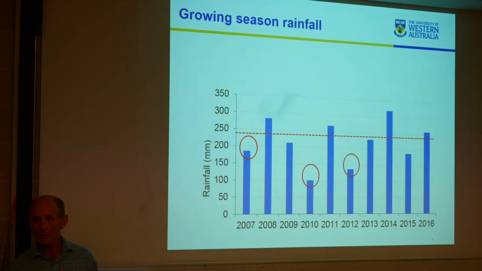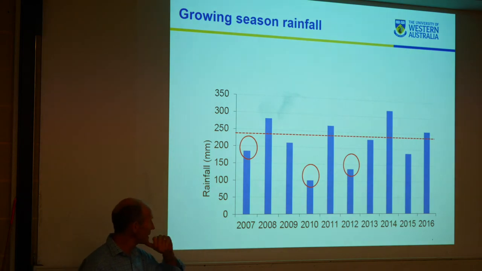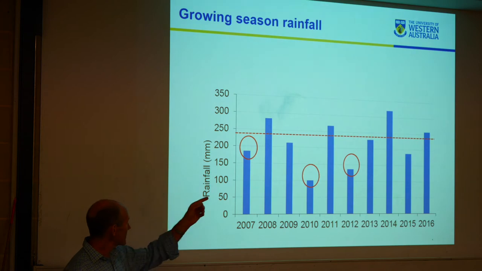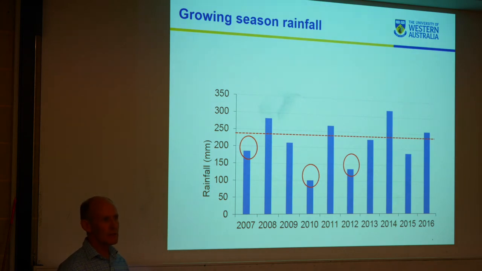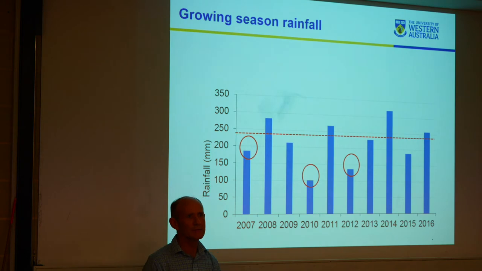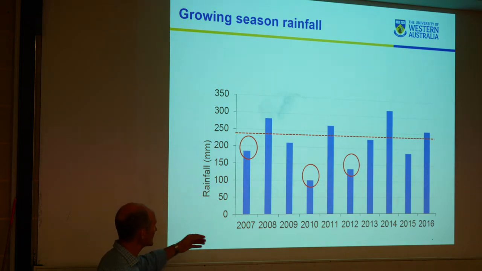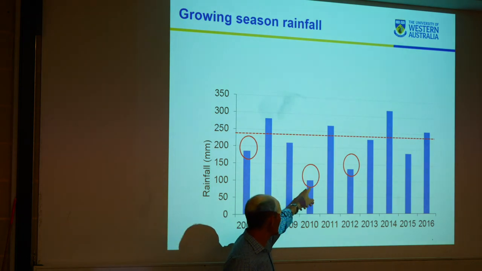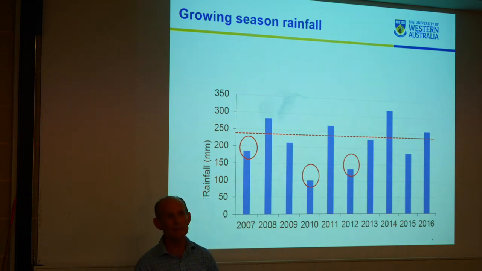Okay, in terms of the growing season, what's happened there at that Cunderdin site? I plotted the rainfall over time. That red line there is the 20-year average for Cunderdin airfield. And what you can see, the main point there, is that there have been a lot of dry seasons through there, particularly 2007. In 2010, we actually had just under 100 millimeters of growing season rainfall.